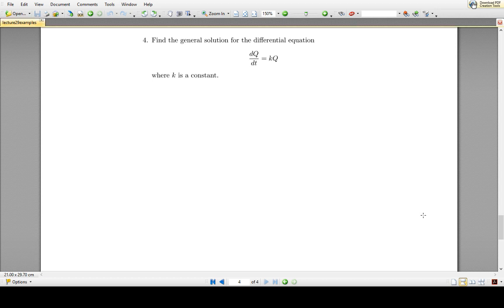Here we would like to find the general solution of the differential equation dq by dt is equal to k times q, where k is just some constant. Now, this is a first order differential equation because the derivative of our unknown function q is only a first derivative. So this is a first order differential equation, and in fact it is separable.